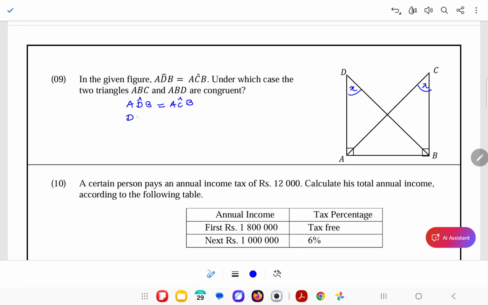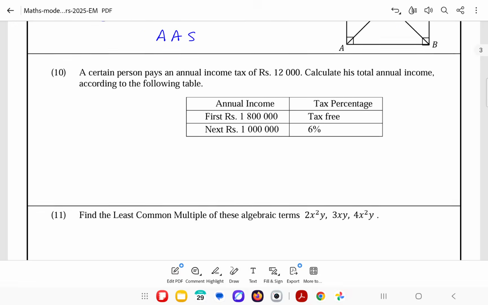These two 90-degree angles, DAB equal to ABC equal to 90, right? So two angles and they have a common side. Common side is what? Common side is AB. So this is what? Angle side. So this is congruent under angle side. Common side is AB, no? And two angles are the same. So this is congruent under AAS, angle side, right?